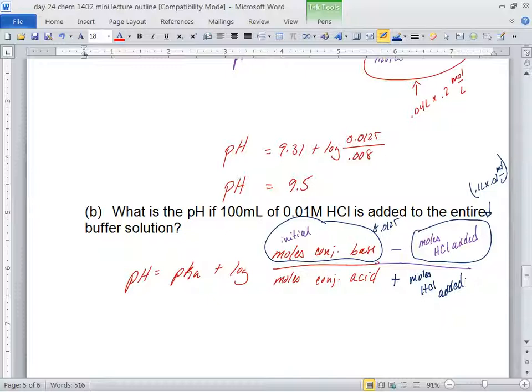Okay, and we have these numbers already. We know that the moles of HCl added, Jose said that was 0.1 liters times 0.01 moles per liter. And our initial moles of conjugate acid, I think we said that was 0.008 from above. pKa, that didn't change. That'll be the same number. See what you get. pH shouldn't change by much.